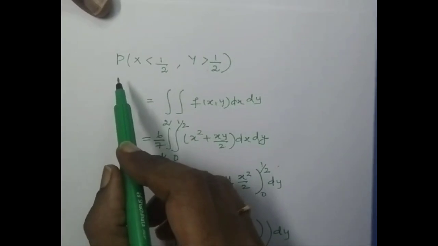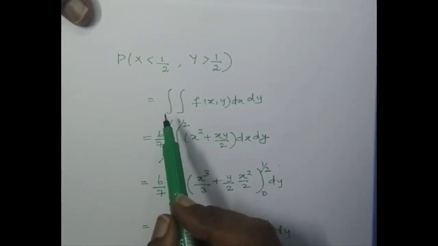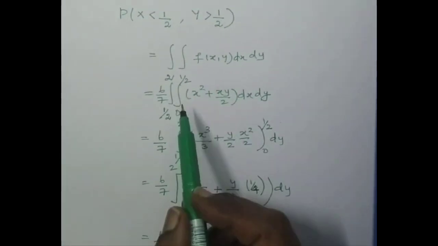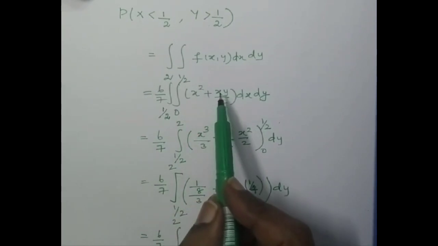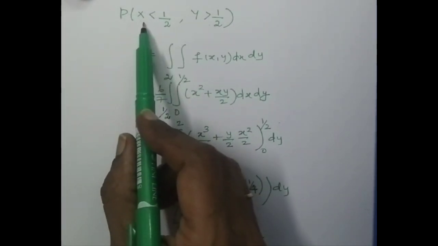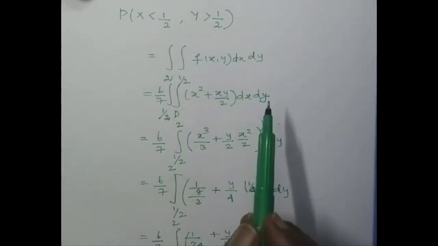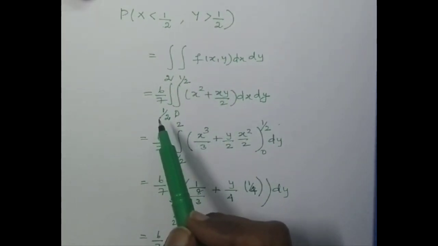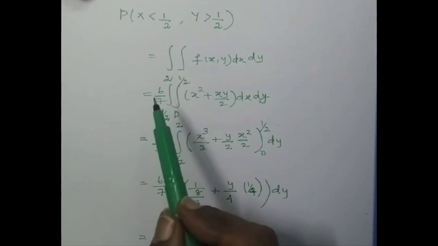Now let us find what is P of x less than 1 by 2, comma, y greater than 1 by 2. It is double integral f of x comma y dx dy. So it is double integral, f of x comma y is 6 by 7 into x square plus xy by 2, dx dy, where the limits for x is, it is supposed to be less than half. So the lower limit for x is 0 to half, and the limit for y, it is greater than 1 by 2. So it is from 1 by 2 to the upper limit for y given in the problem, which is 2. So y varies from 1 by 2 to 2.